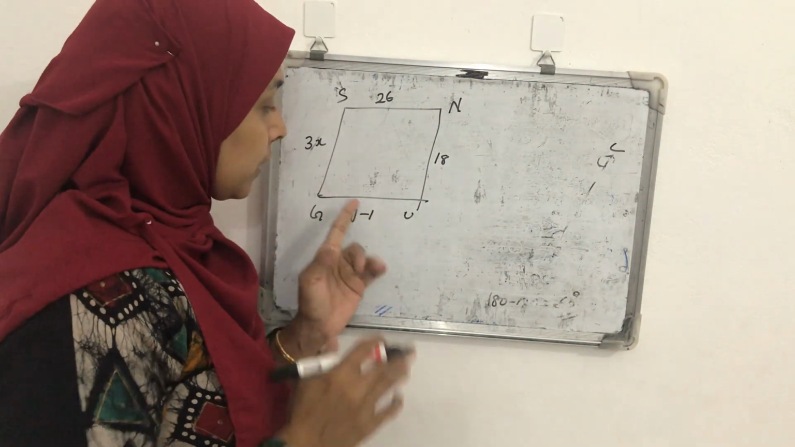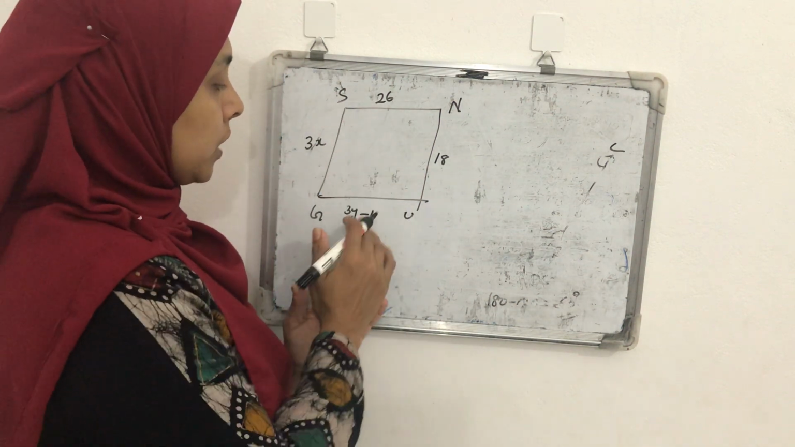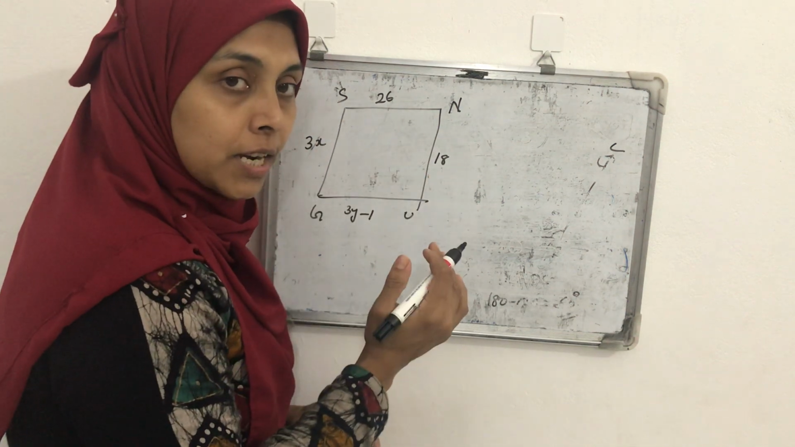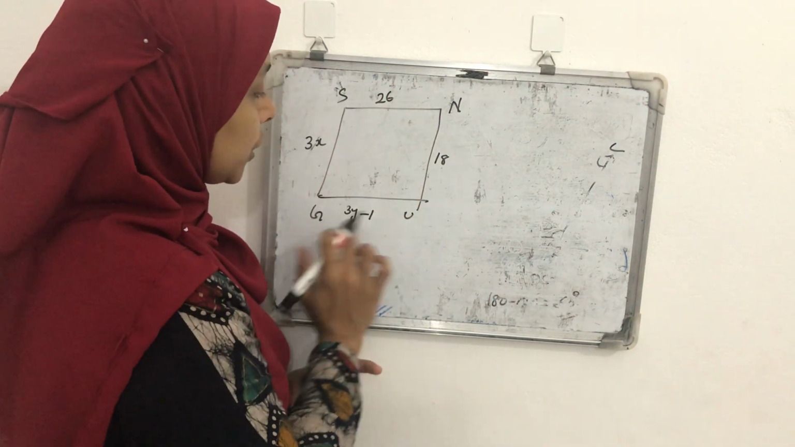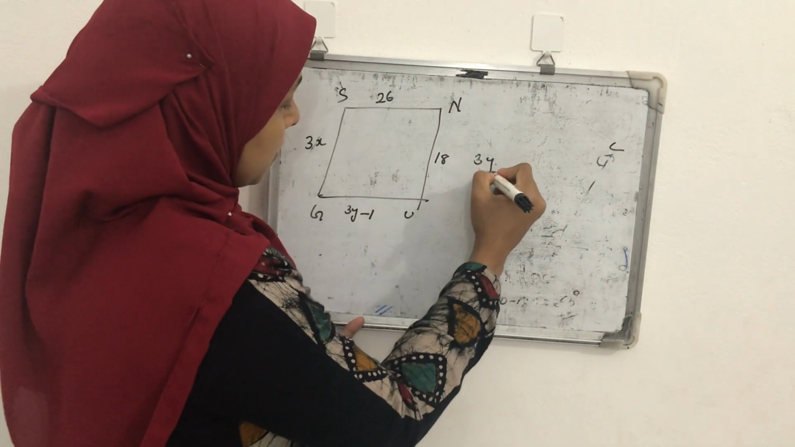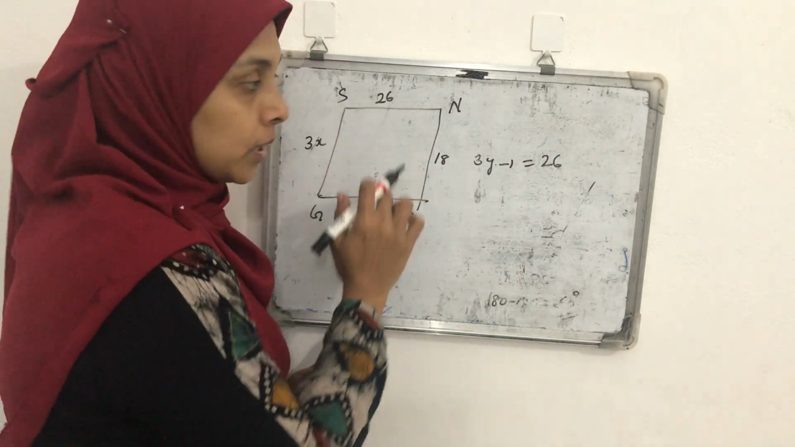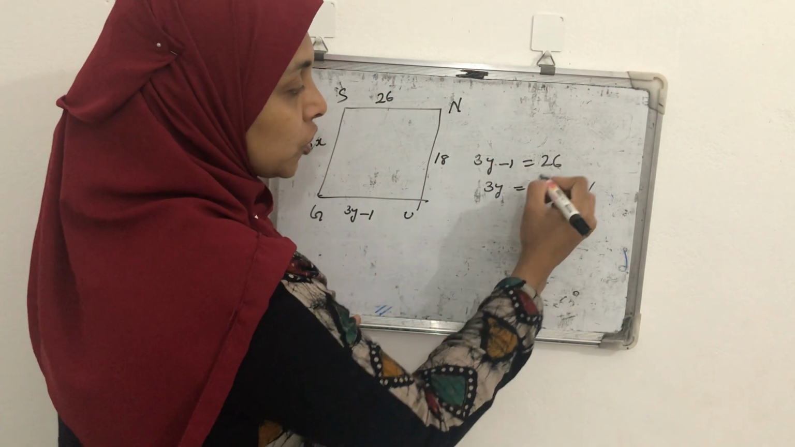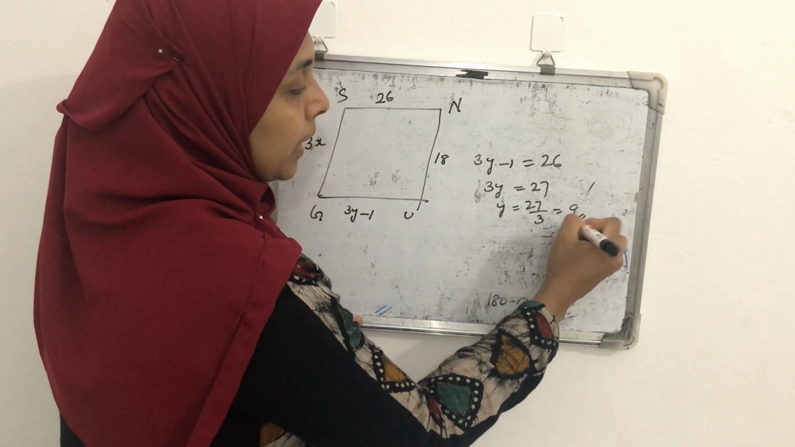In the question it is given that it is a parallelogram, and we use the properties of a parallelogram. What about the sides of a parallelogram? The opposite sides are equal. So GU will be equal to SN. We can equate 3y minus 1 equal to 26, these being opposite sides. From this we can find the value of y. 3y equals 26 plus 1, 27. y equals 27 by 3, equal to 9.